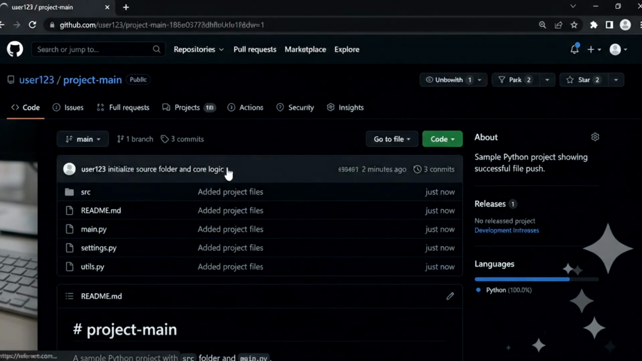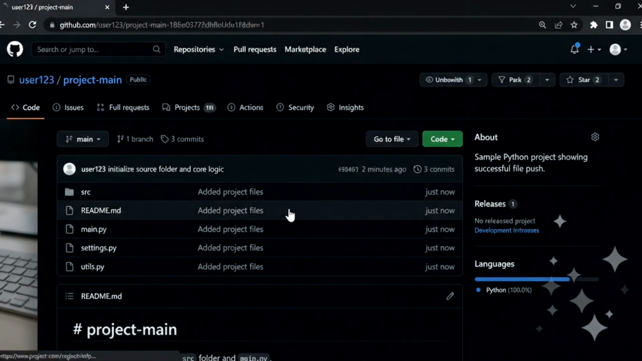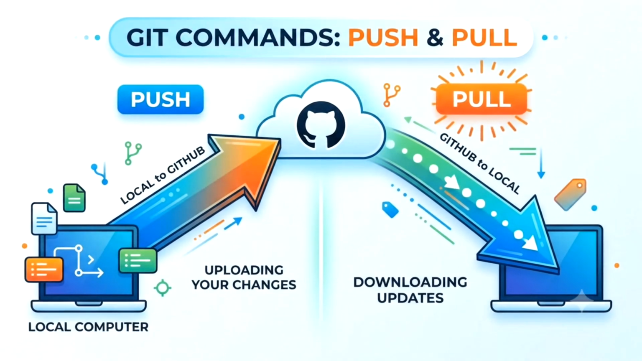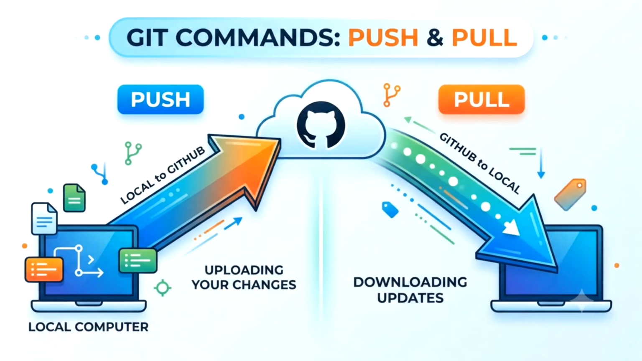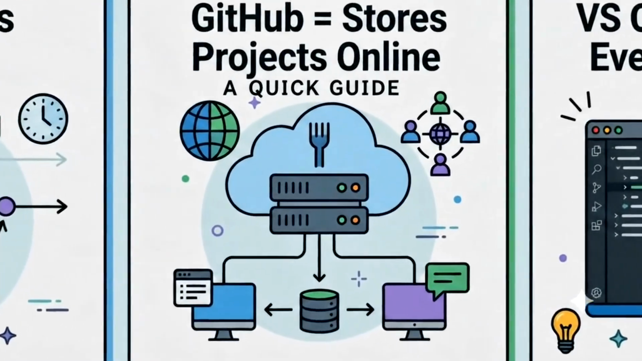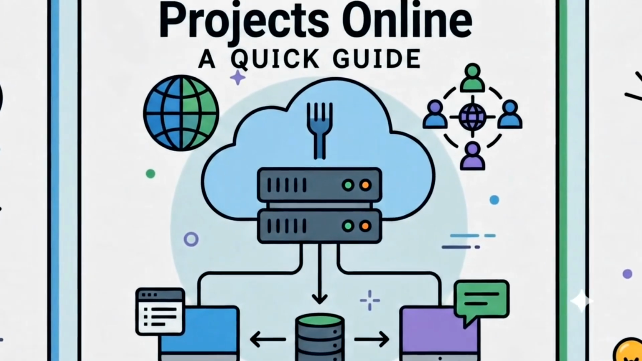After pushing, refresh GitHub, and your files appear online. Pushing sends your work to GitHub. Pulling brings updates from GitHub back to your computer. Congratulations! You now understand the basic workflow used by millions of developers.